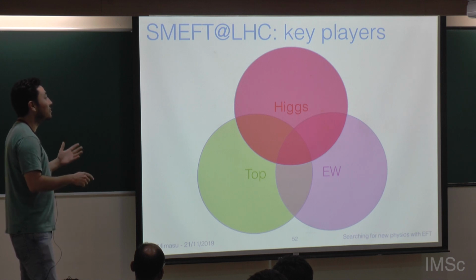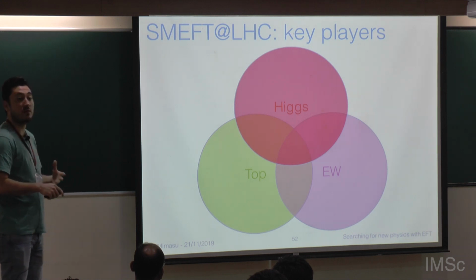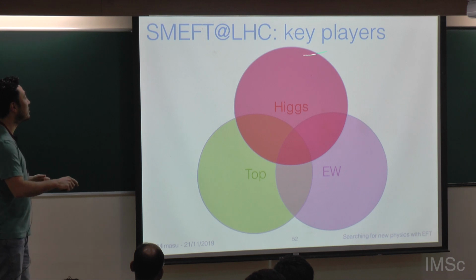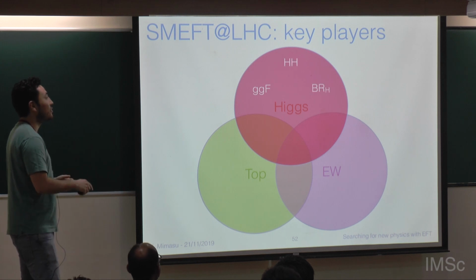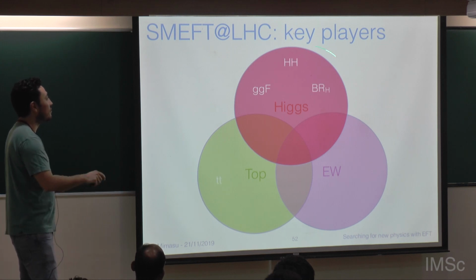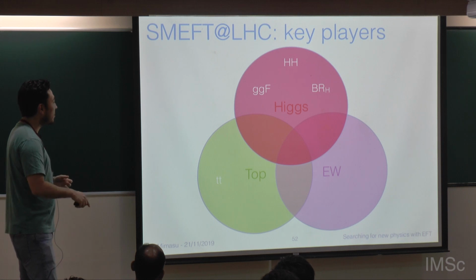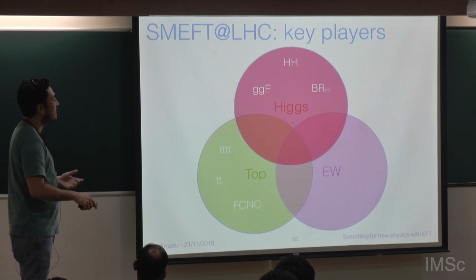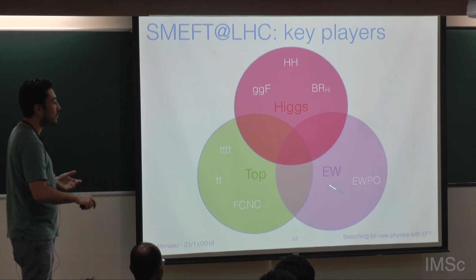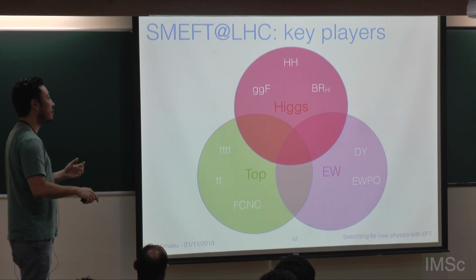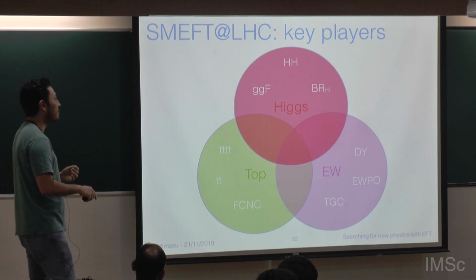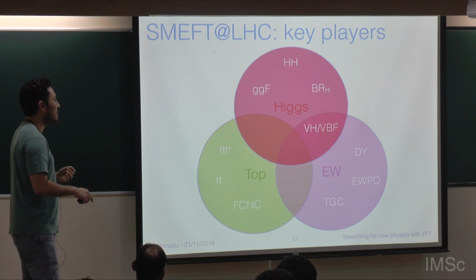And so there are a whole bunch of different processes that we can use at the LHC to test the various interactions between these guys. Gluon fusion, branching ratios, all of these Higgs quantities, very interesting to look at. For the top quark, you have t tbar, four-top, flavor changing effects. And on the electroweak side, you have the well-known precision observables, which actually come from LEP, but also Drell-Yan at the LHC, triple gauge couplings, so diboson production, essentially.